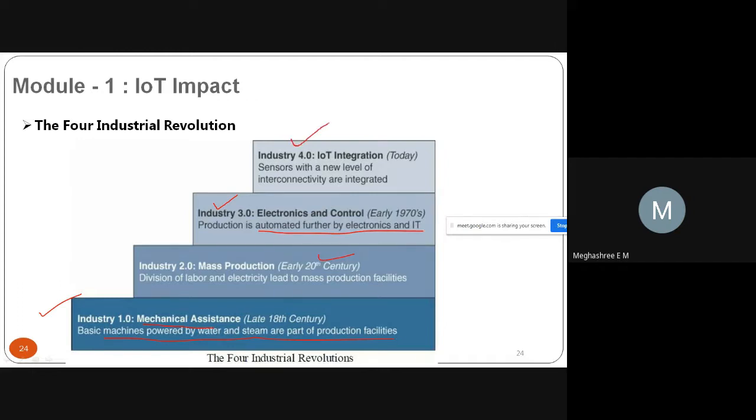And now, that is today's picture, IoT integration, also called Industry 4.0, where sensors with a new level of interconnectivity are integrated. This facility is given under the fourth industrial revolution, which we are using nowadays. Okay, so this is all about the four industrial revolutions.